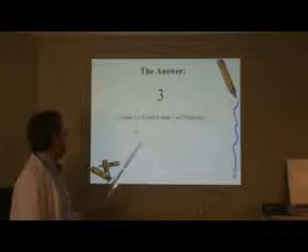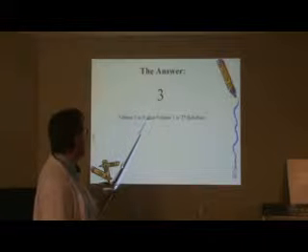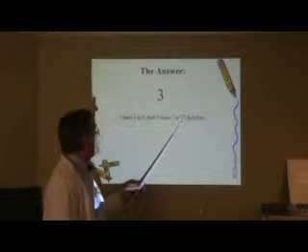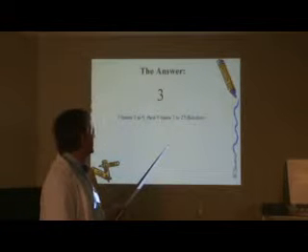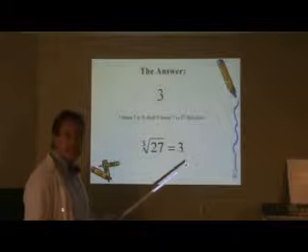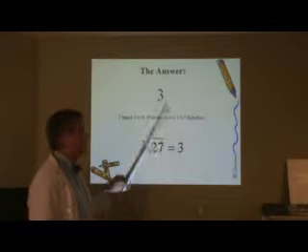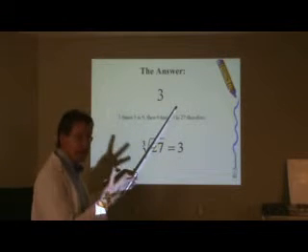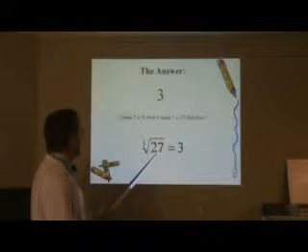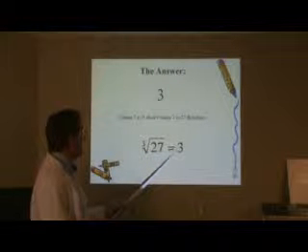I'll prove it to you. 3 times 3 is 9. So then 9 times 3 is 27. Therefore, the cube root of 27 is 3. You see, it's 3 times 3 times 3. It's 3 times itself 3 times. That would result in 27, and therefore the cube root of 27 is 3.